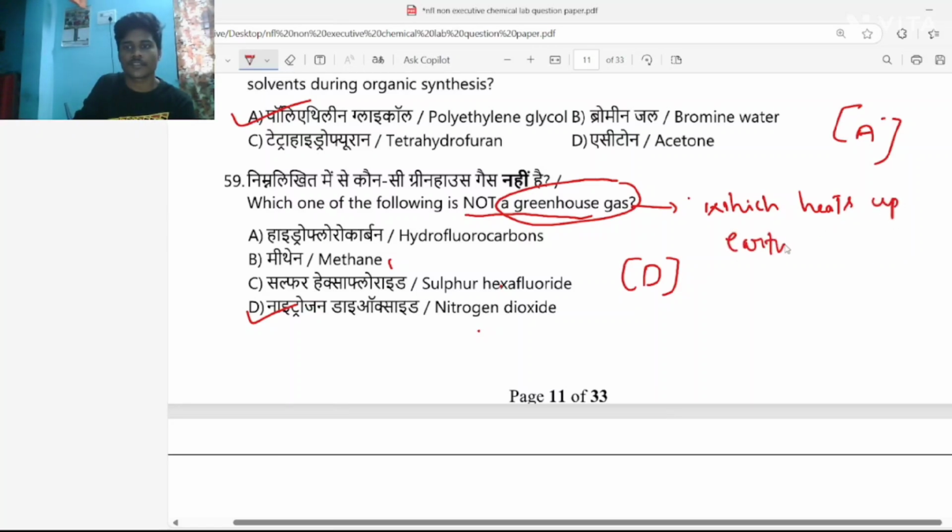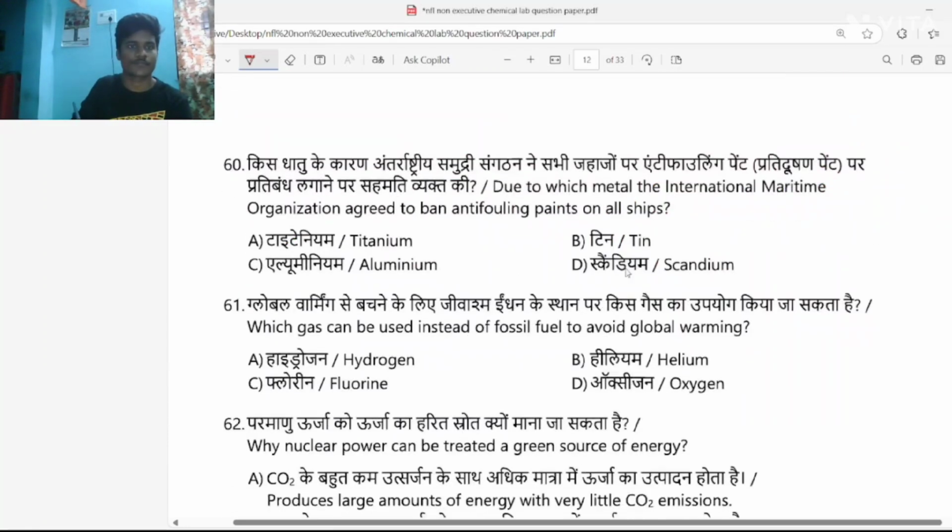Next, 60th question. Due to which metal the International Maritime Organization agreed to ban anti-fouling paints on all ships? Answer is option D. It is tin. Option D is the correct answer, right? Going to the next question. Which gas can be used instead of fossil fuel to avoid global warming?